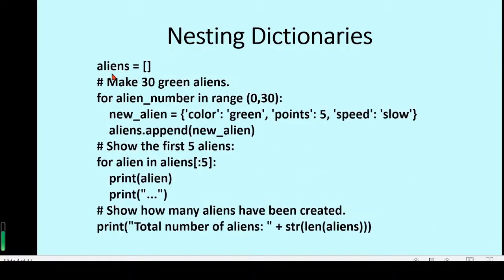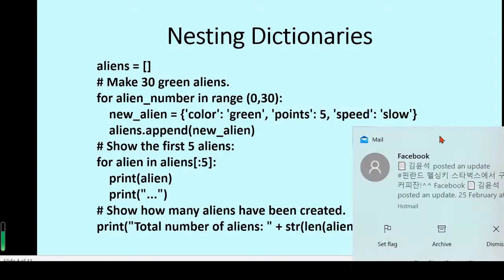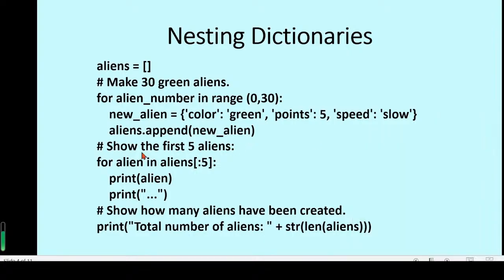So we can start with an empty list. Then next, use a for loop, for loop in the range from 0 to 30. For each alien number, we create a new alien. Then append this new alien to the aliens list. Actually, each alien's information is the same. So next, we can show the first 5 aliens in this list. Print out.